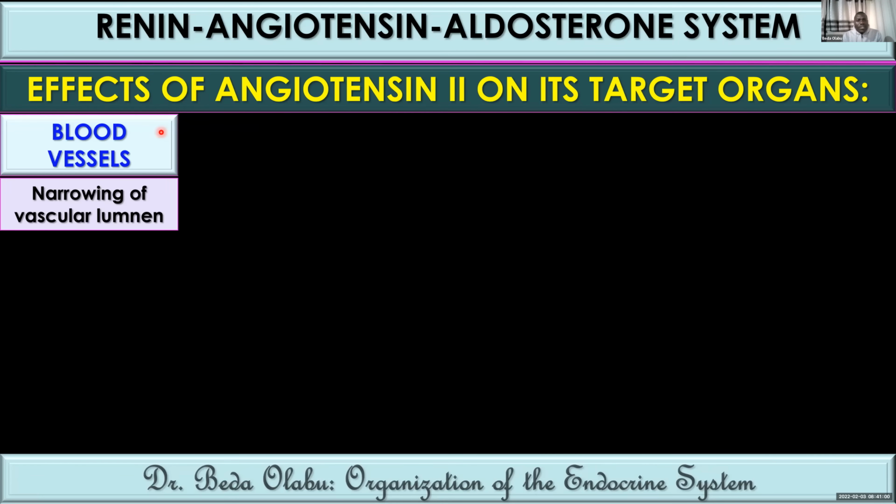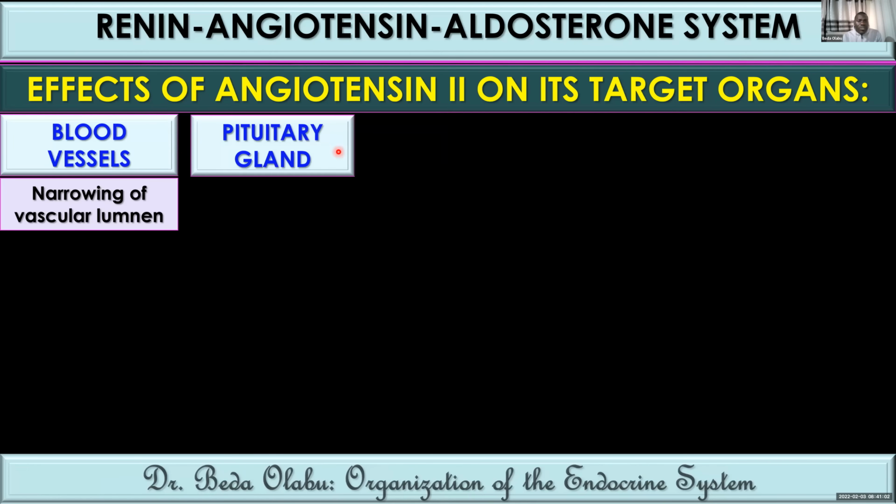Apart from blood vessels, angiotensin II also acts on the pituitary gland. In particular, it acts on the posterior pituitary gland, or what we call the neurohypophysis. The effect on the pituitary gland is to cause production of vasopressin hormone. Remember, vasopressin is also called antidiuretic hormone. So angiotensin II promotes the release of antidiuretic hormone.